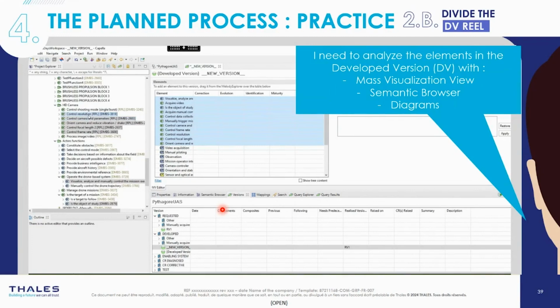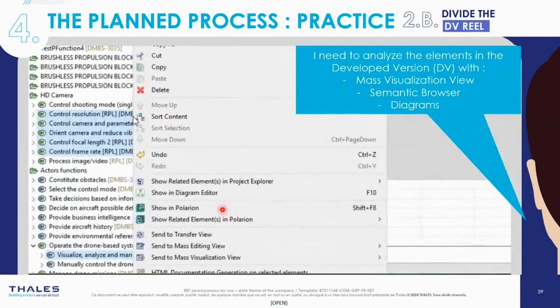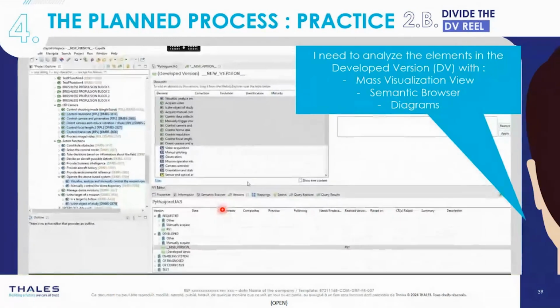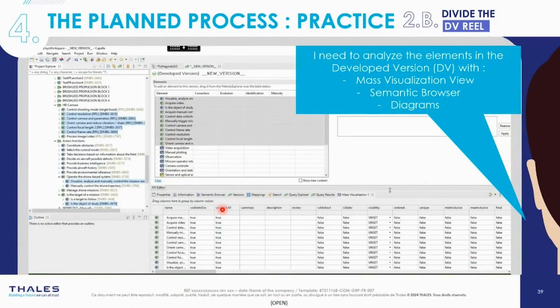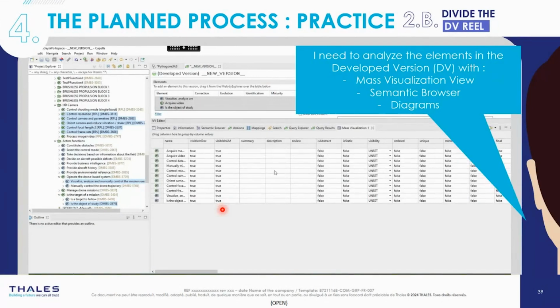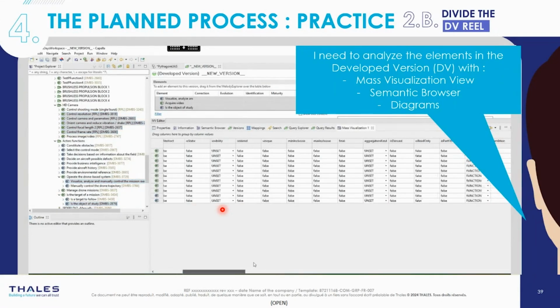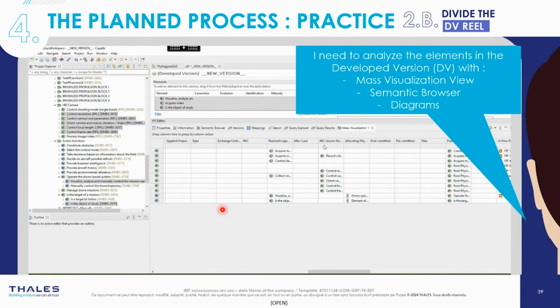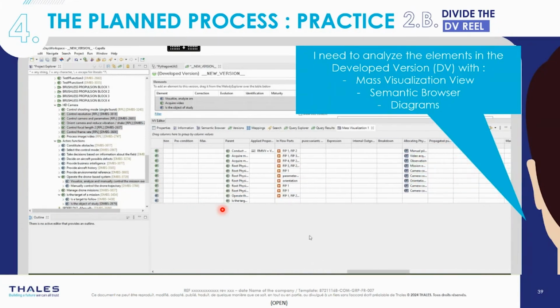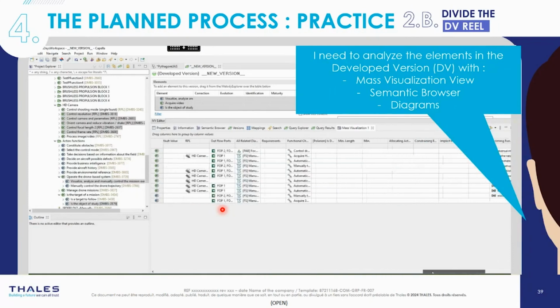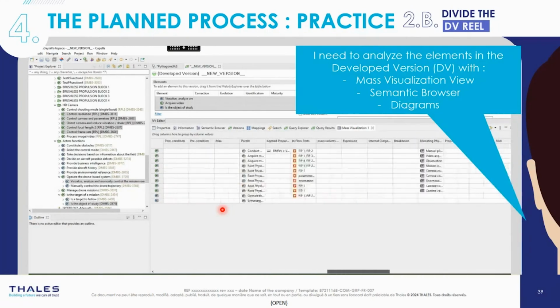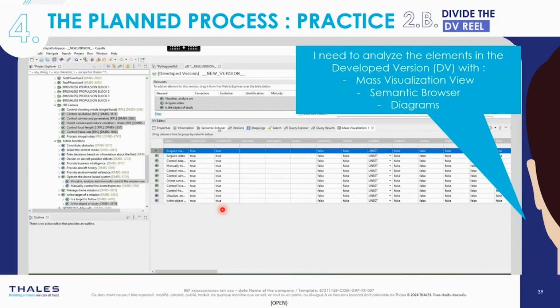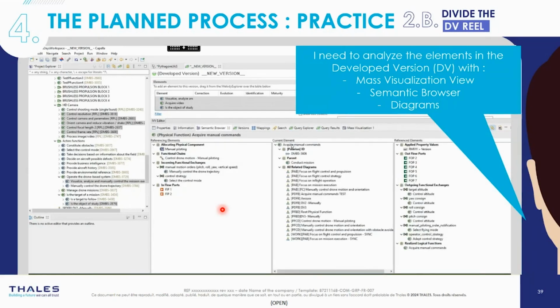But before he can fill it, he must first analyze the functions and compare them. Capella provides a variety of tools to assist with this process, including the mass visualization view, which enables comparison of the properties associated with each function. And subsequently, we can access the semantic browser to examine the diagram or functional chain associated with each function.